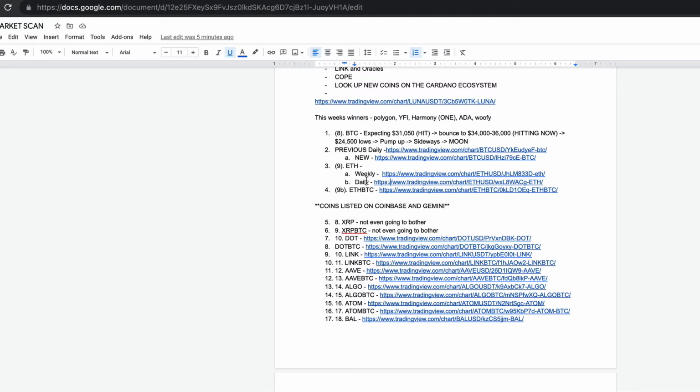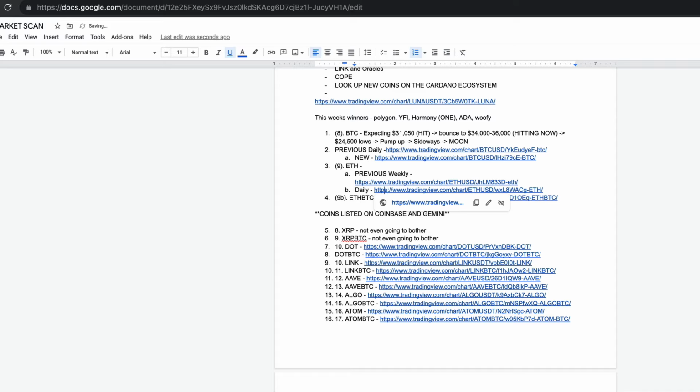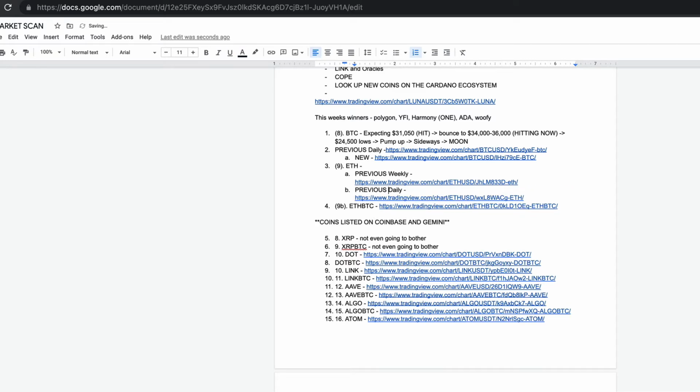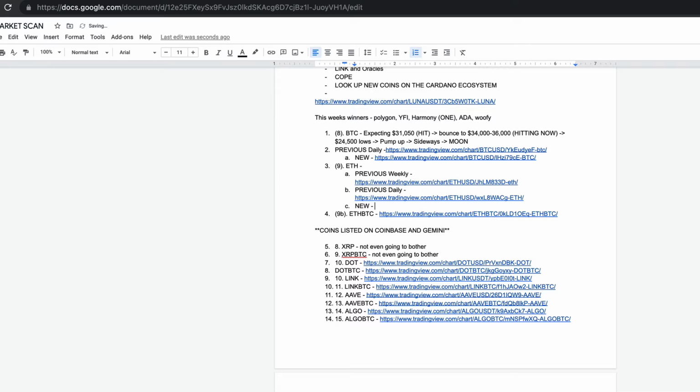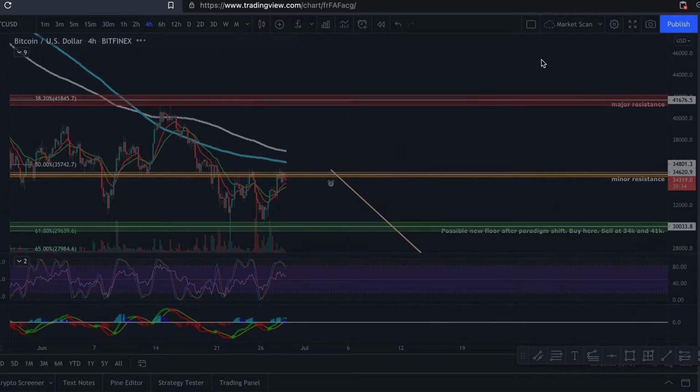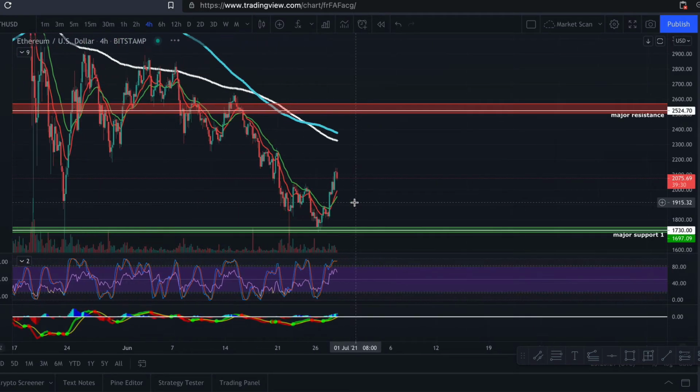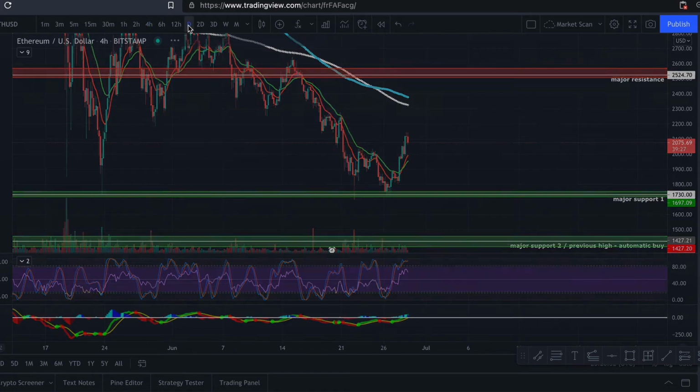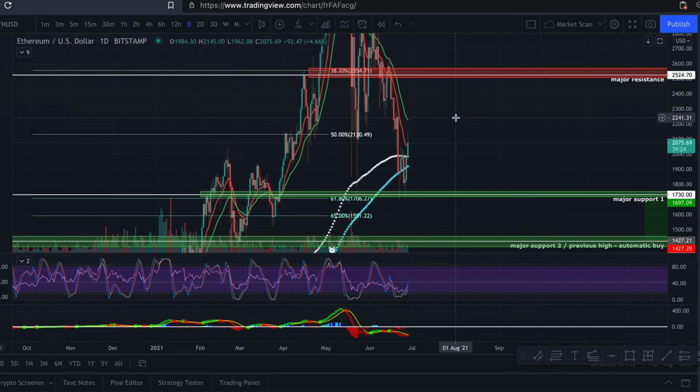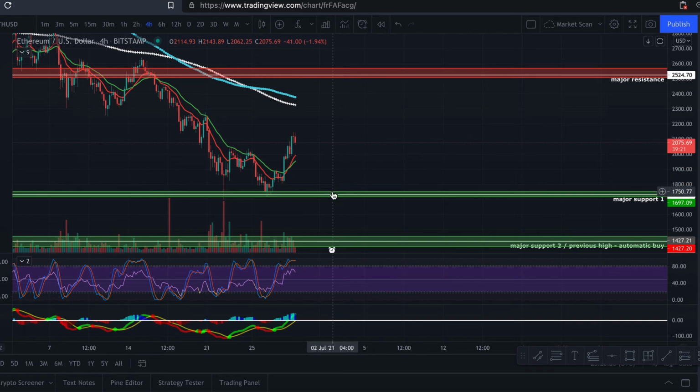So let me put this here, and I'll say previous weekly, previous daily, new, and then we'll have to make a new chart. I'll say it hit the resistance, sold, then hit the support, bought. Now we have to figure out what to do. Bitcoin's going down, and we really think everything's going to go down, and I'm pretty confident about selling right now. Selling right now would give me a 20% gain. That's absolutely insane.